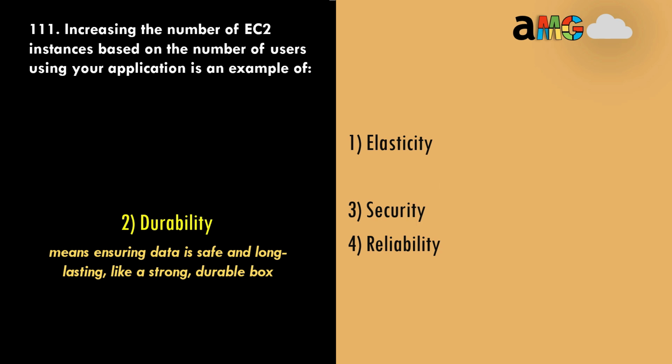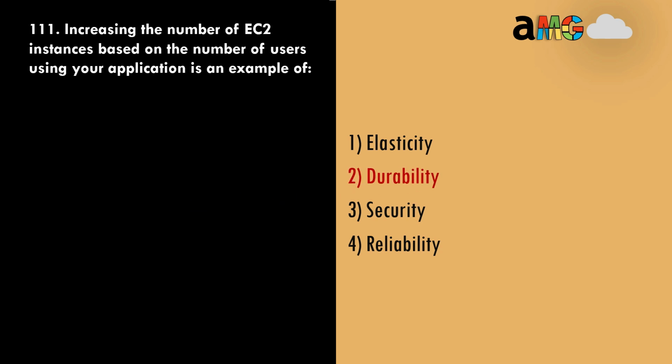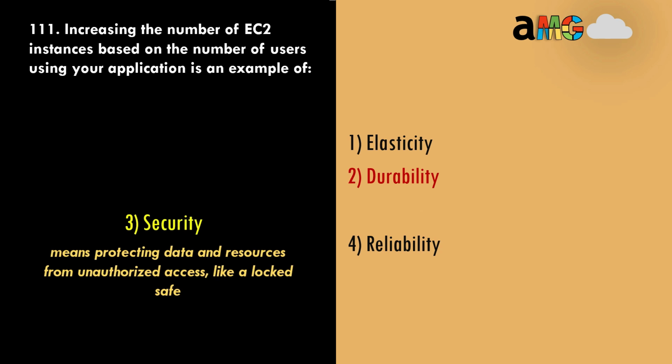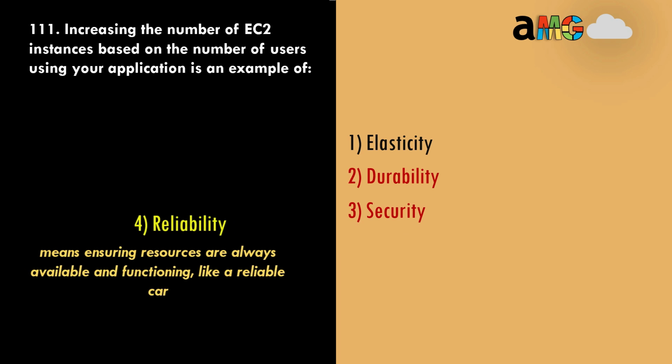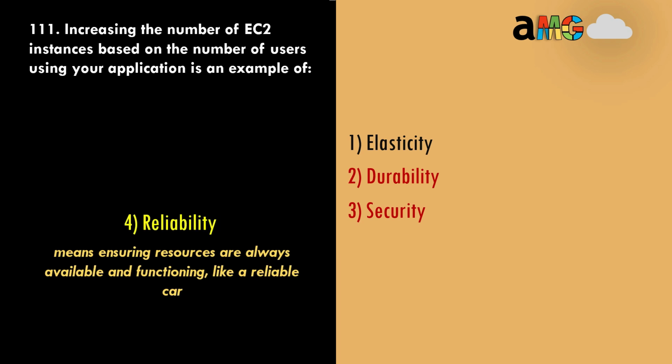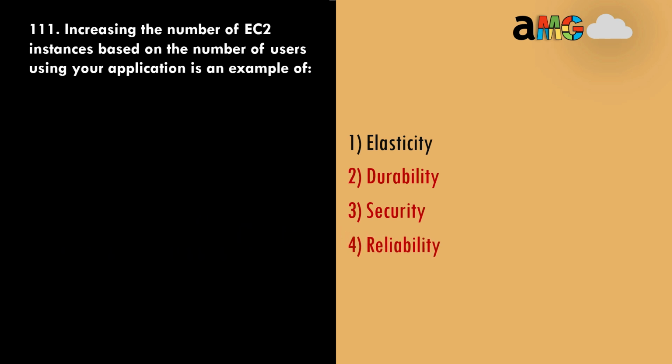Option 2, durability, means ensuring data is safe and long lasting, like a strong durable box. Okay, so this is the wrong answer. This is not what we want. Option 3, security, means protecting data and resources from unauthorized users, like a locked safe, right? So this is also not the correct answer. Option 4, reliability, means ensuring resources are always available and functioning, like a reliable car. So this is also not the correct answer.